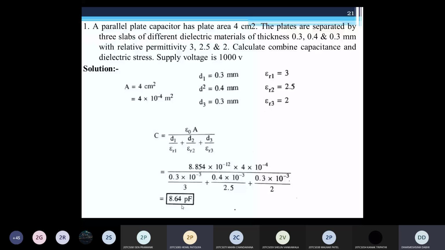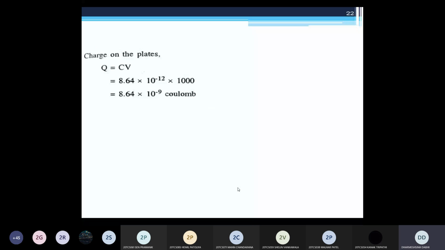All of you get this answer? Does everyone get the answer? Yes, sir. Yes, sir. Yes, sir. Okay, very good, very good. Next example I give you as homework. Okay. Next thing is remaining.